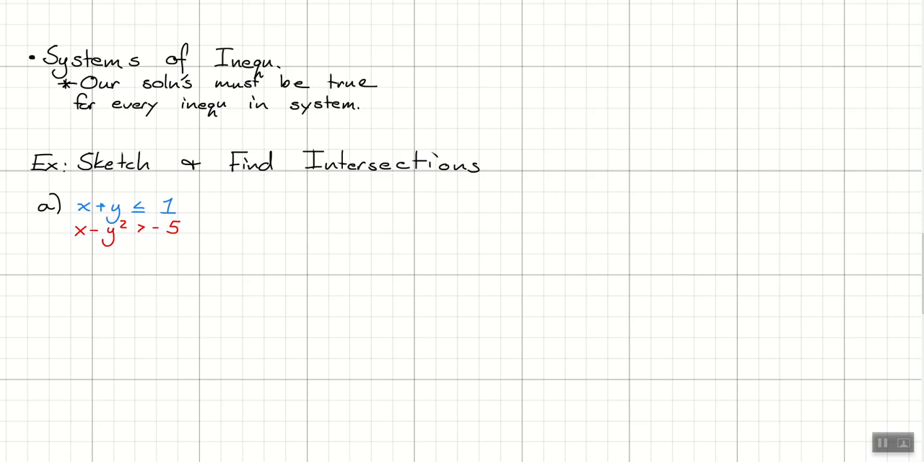Okay. This second one's a little bit harder. How did you guys go about graphing the red one, or how would you? So I'm going to start graphing here, and I'm going to make sure I have space to see on either side.